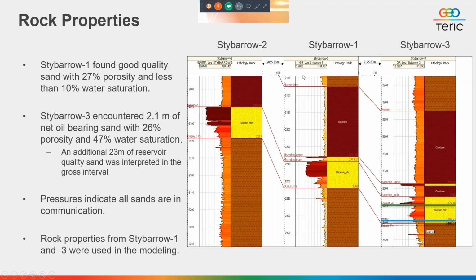In terms of what was found in the wells, Stivero 1 had a good sand interval, good quality sands, 27% porosity, all filled with oil. Stivero 2 also encountered a thicker package of sands, also all filled with oil. There's no gas cap. And in terms of Stivero 3, it was much thinner, with only 2.1 meters of oil-bearing sands. With this main interval here, there were several intervals that were oil-bearing, but the majority of the sands are not reservoir quality. Porosity is too low.